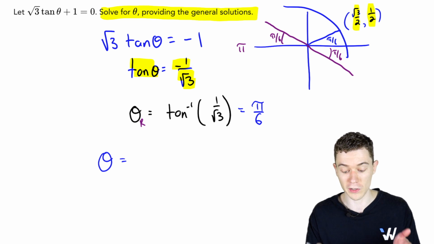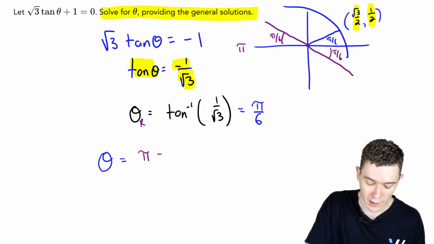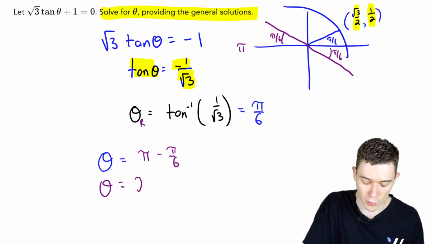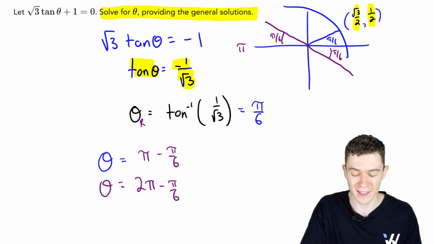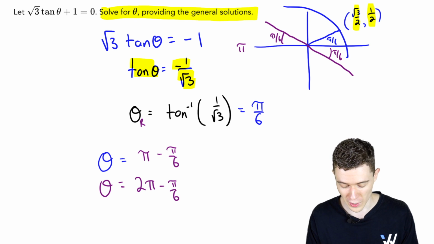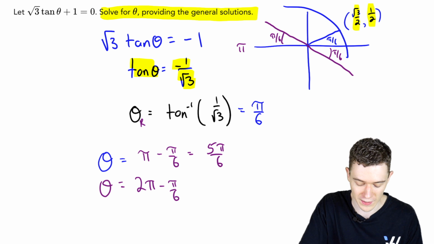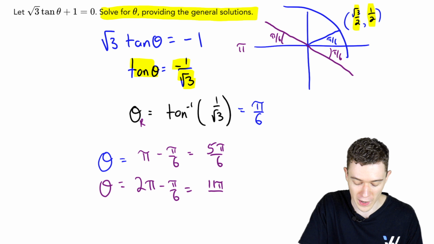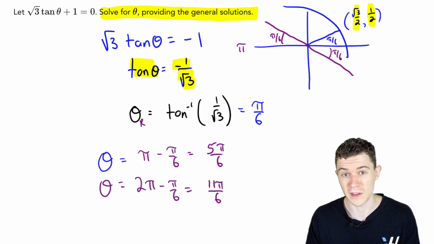Remember, halfway around the unit circle is pi, so the angles we want are actually pi less pi over 6, and also we went around the circle once to make 2 pi less pi over 6. That would give us the angle in the fourth quadrant. Computing these very quickly, 6 pi over 6 minus 1 pi over 6, that's 5 pi over 6. 12 pi over 6 minus 1 pi over 6 is 11 pi over 6. And these are both answers over one revolution of the unit circle.